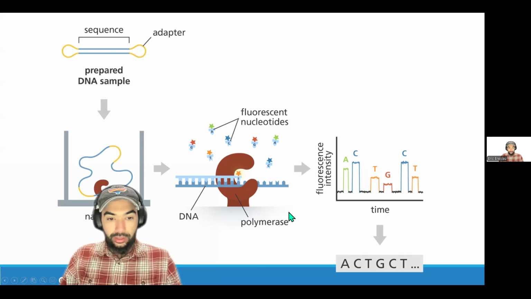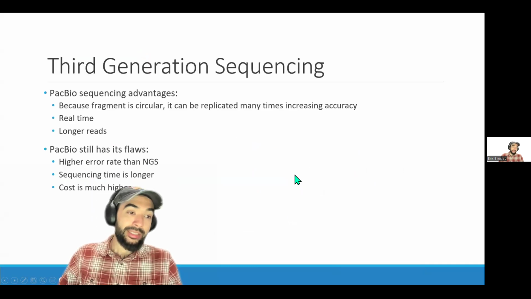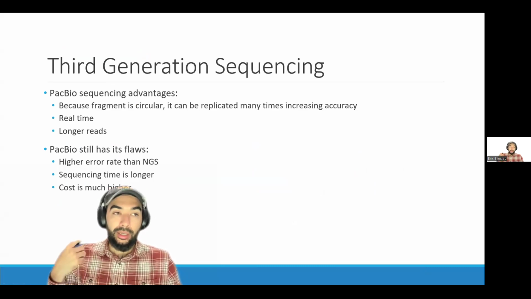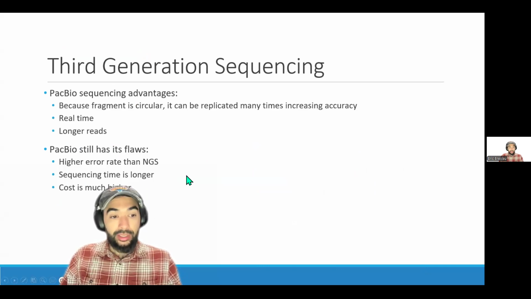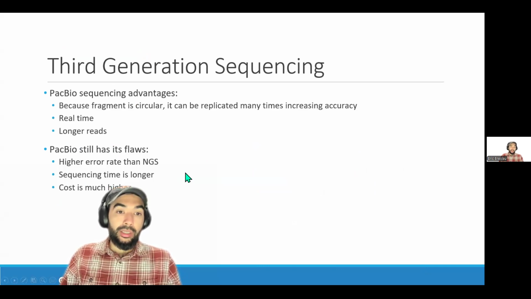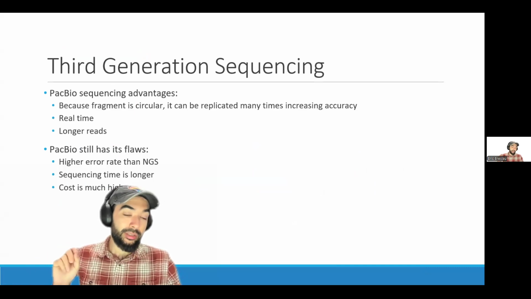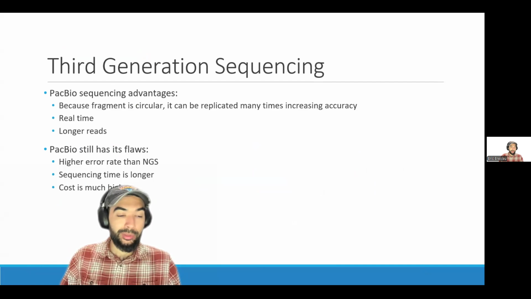Okay. And so it has its advantages. One, it can do longer fragments. Two, many copies because of its circular nature of the DNA. And then we get a real-time reading. But it also has its flaws in that there are some still more precise sequencing platforms.